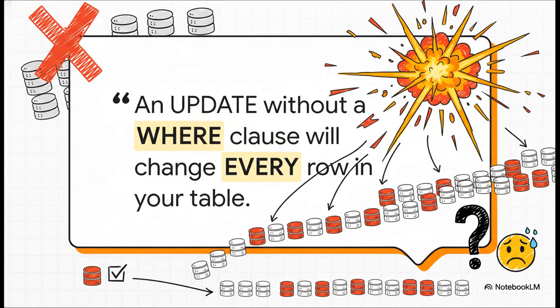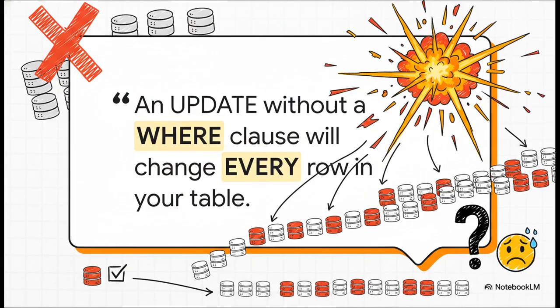So listen up, this is critical. I need you to burn this into your brain. An update command without a where clause will not give you an error message. It won't ask if you're sure. It will just happily, obediently change every single row in your entire table. It is the number one oh no moment for pretty much every new developer, and it is so avoidable.